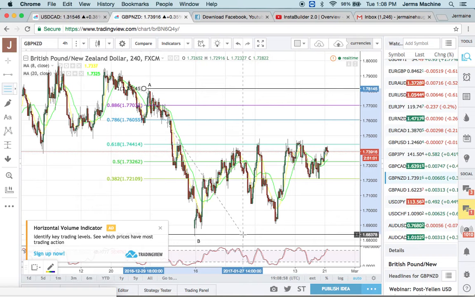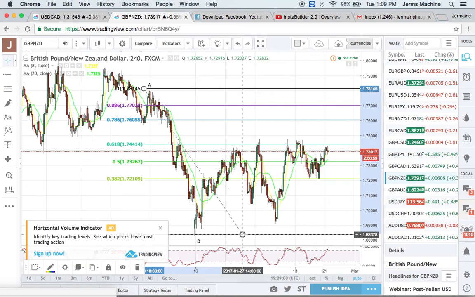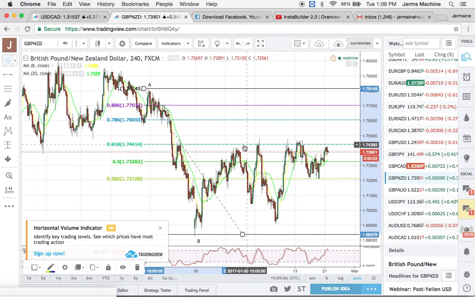But look what we had happen. I just picked a random pair, guys, and it came from A, came to B, came all the way to the 61.8, the magic ratio, and then all of a sudden it fell. So this trade, let's see what that netted.